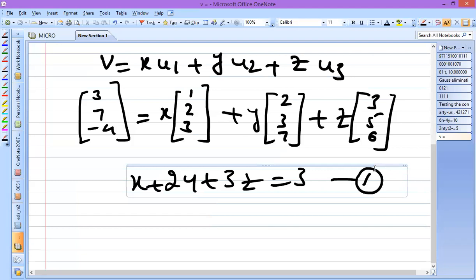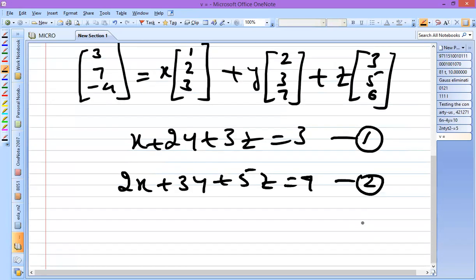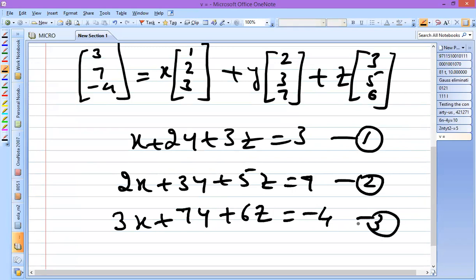And what is the second equation? Anyone reply back? 2x plus 3y plus 5z is equal to 7. Yes. Take this as equation 2. And the third equation is 3x plus 7y plus 6z is equal to -4. Yes, good. Now solve these equations to get the values of x, y, z.